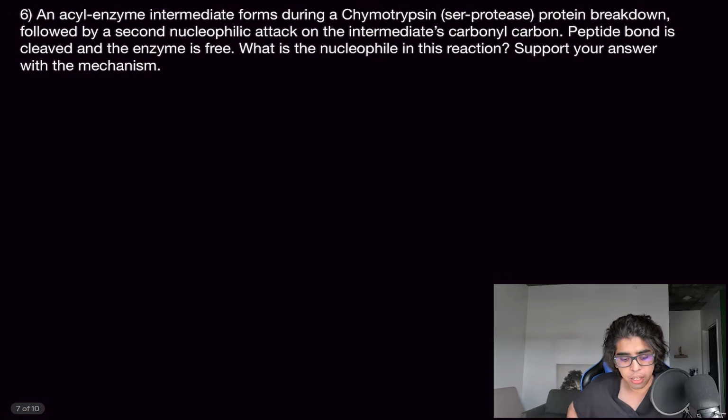6. An acyl enzyme intermediate forms during chymotrypsin serine protease protein breakdown, followed by a second nucleophilic attack on the intermediate's carbonyl carbon. Peptide bond is cleaved and enzyme is free. What is the nucleophile in this reaction? Support your answer with the mechanism.